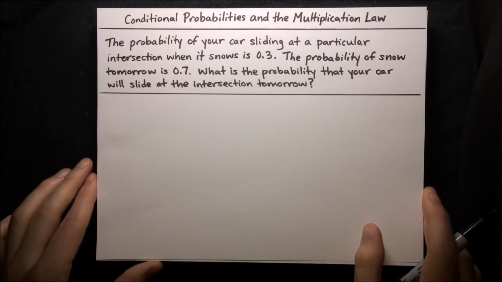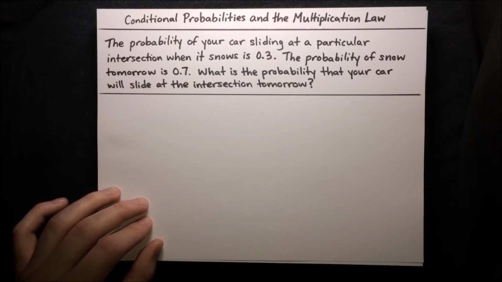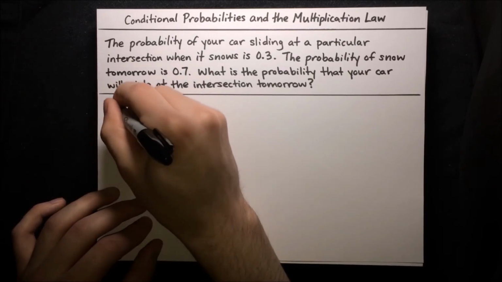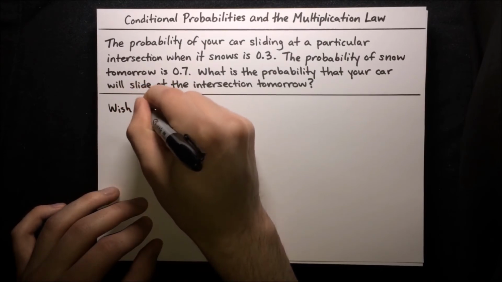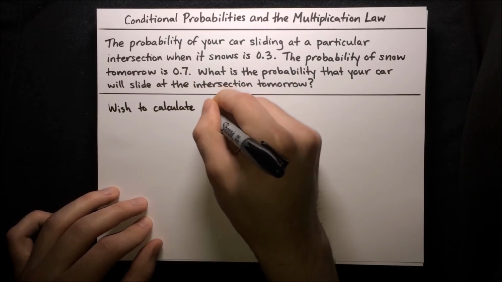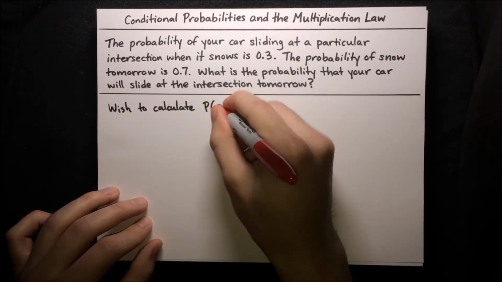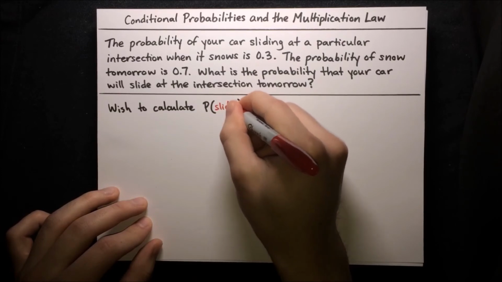Here's another problem, more of an applied problem this time. The probability of your car sliding at a particular intersection when it snows is 0.3. The probability of snow tomorrow is 0.7. What is the probability that your car will slide at the intersection tomorrow? So we wish to calculate the probability of sliding. Let's just call that the probability of slide.